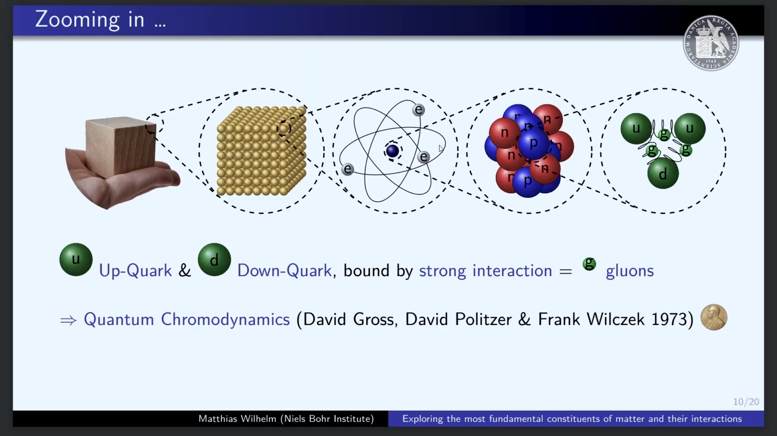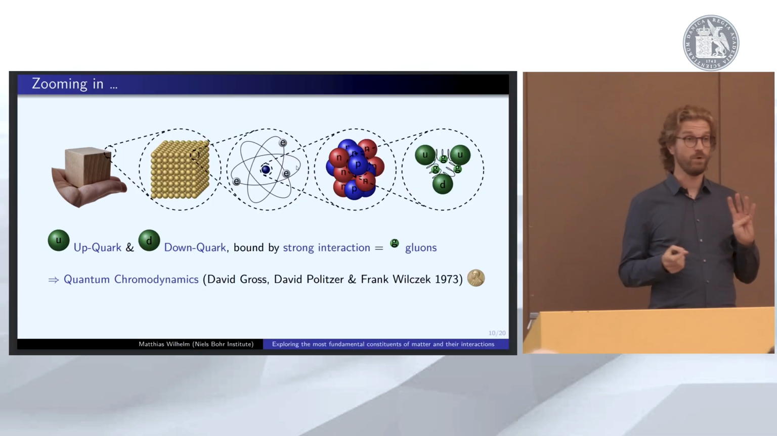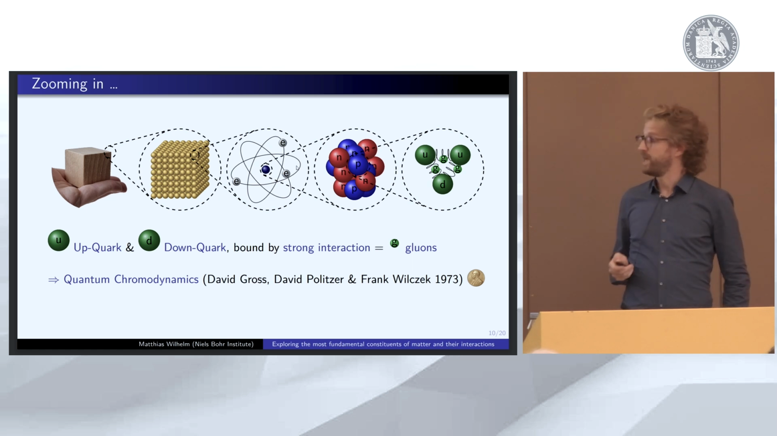Now, zooming further in, it was found that protons and neutrons themselves are built from quarks, from up quarks and down quarks that are bound by the strong interaction, which is carried by gluons. This can be described by quantum chromodynamics, and those gluons carry the third of the four known fundamental forces of nature.